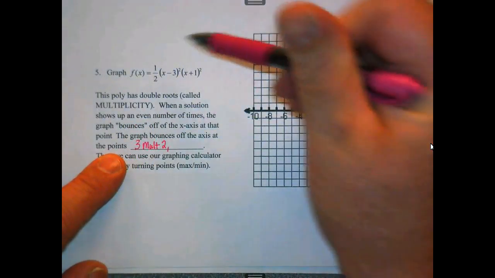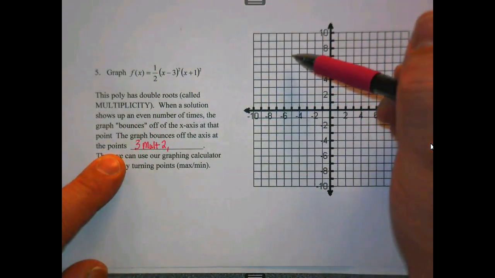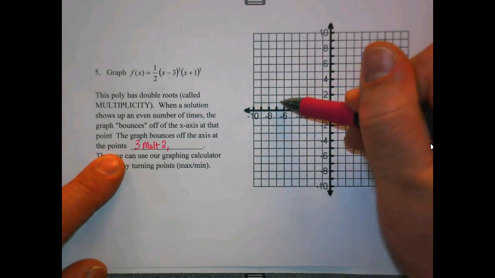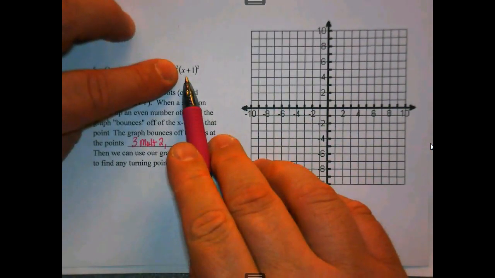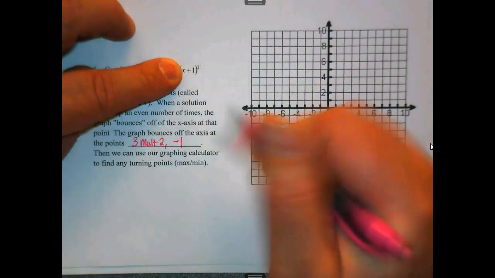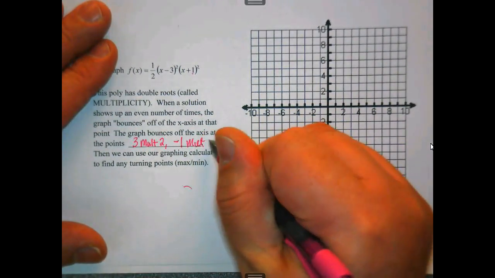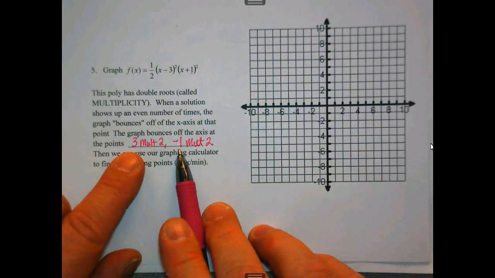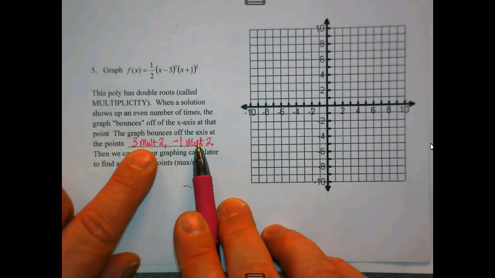So it's going to come down to my x-axis, and it's going to bounce off instead of going through it. That means it's got a multiplicity of 2, and it bounces up. And the same with the other zeros. Okay, I have a negative 1. That also has a multiplicity of 2. So those are my 4 zeros. It just so happens that I'm only using the points 3 and negative 1 because they count twice.